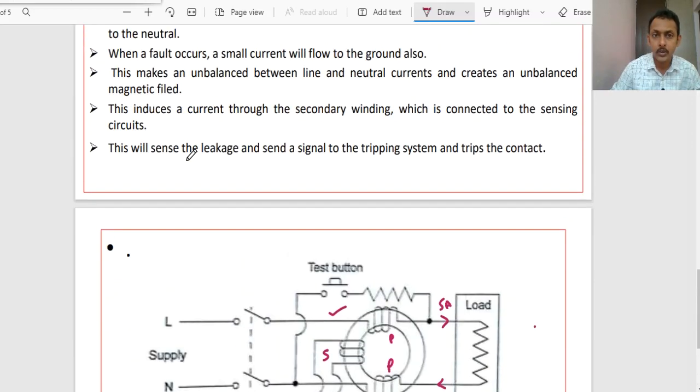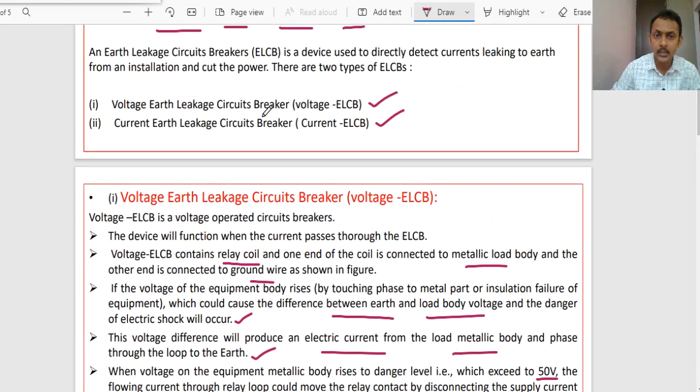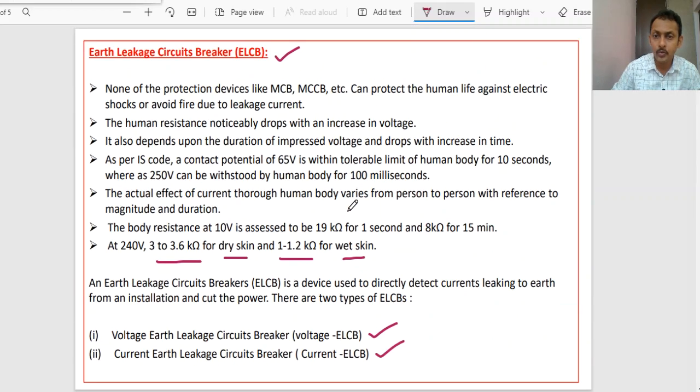Right? So dear students, in this entire discussion we covered the types of earth leakage circuit breakers, their diagram, their operation, and how they protect human persons from electric shock. We also looked at what the resistance of the human body could be during dry skin and wet skin conditions, what magnitudes of voltage a human body can withstand, and for how much time. All those things decide the magnitude of shock the person can experience, right? Thank you.